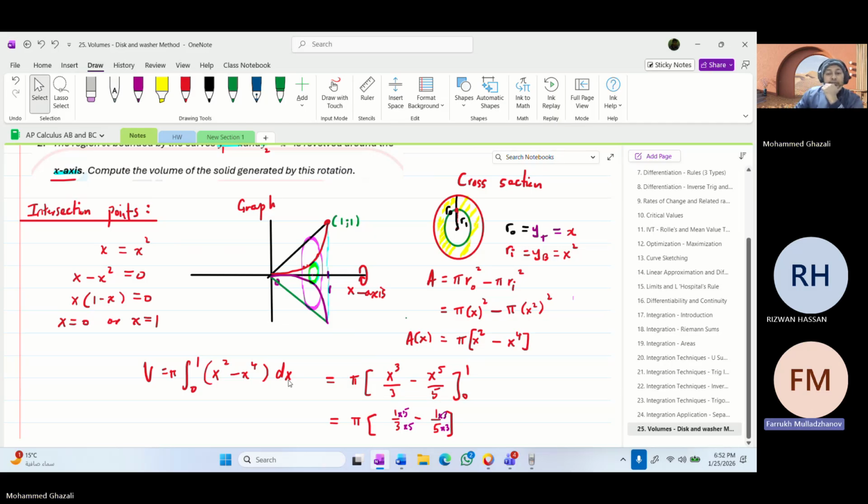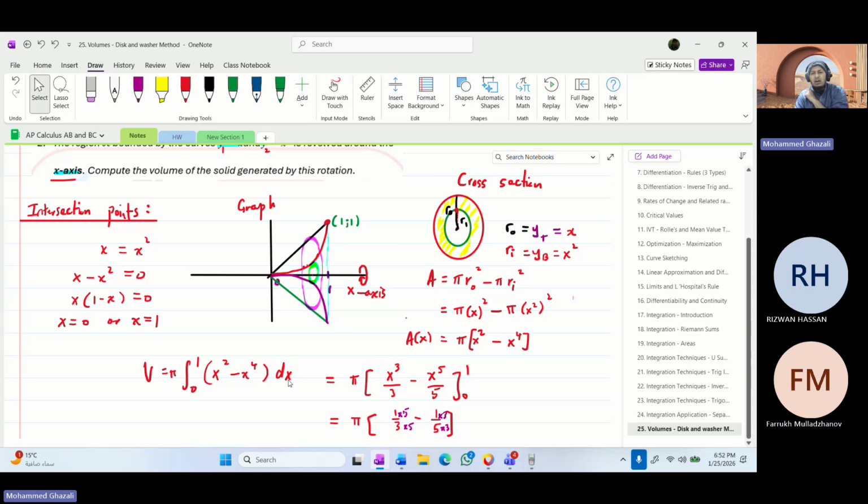One question. I don't understand. Why did you say that the outer radius is bigger than the inner radius? Yeah, you said that, I remember. No, but I said the top function and the bottom function. Oh yeah, right. Yeah, the top function is bigger.